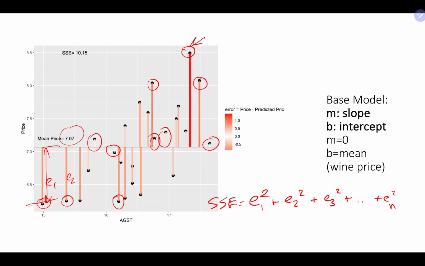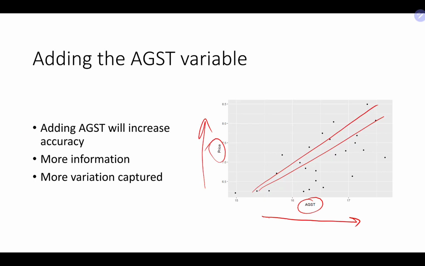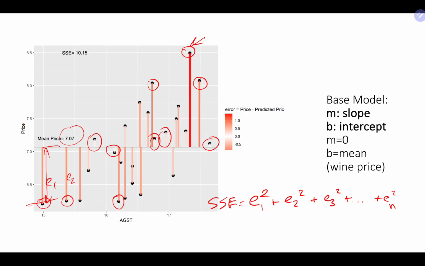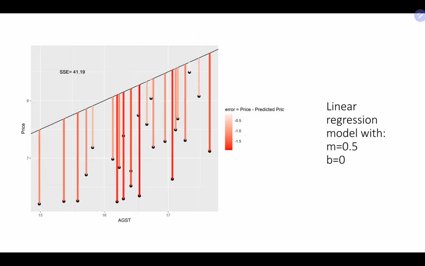So that's equal to 10.15 from the base model. When I add this AGST to my model, I expect my model error to go down, so this SSE should go down. Let's see if that's the case. And before ending up with the actual model for AGST, I want to randomly try different lines myself and see how much of an error I'm making.